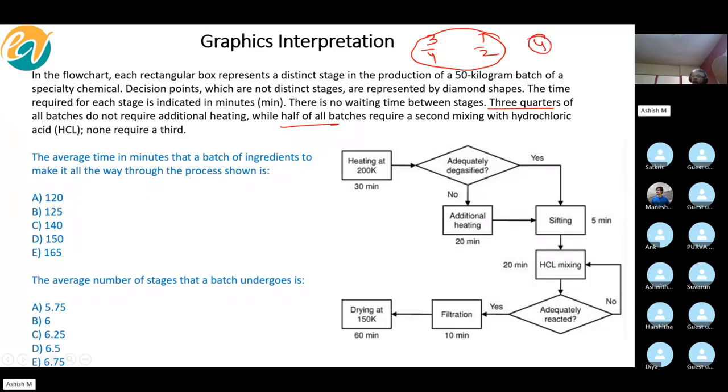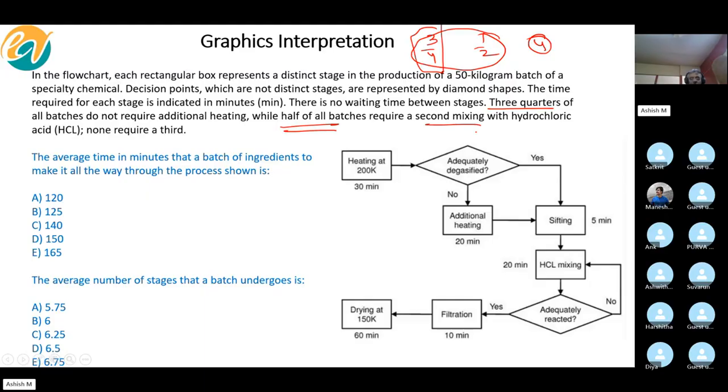All right. Now, out of 4 batches, can you tell me how many batches do not require additional heating? 3/4 of 4, which is 3. And how many batches require a second mixing? 2. Notice, half of them. So 2 require a second mixing. Just for convenience, we can take the total number of batches as 4.